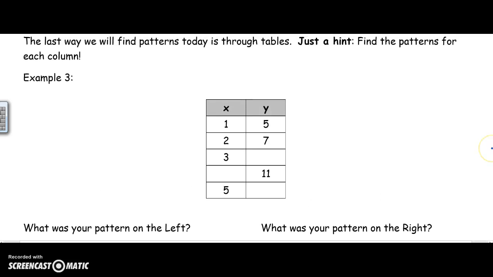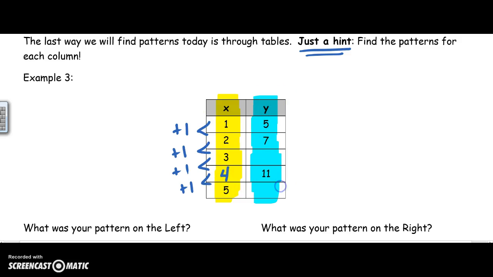And lastly, you can find patterns through tables. So here's a hint. Find patterns for each column. So the first one we're going to look at is this X column here. We're going to ignore the Y column. And I want you to look to see what does each of these numbers go up by. So how do you get from 1 to 2? Well, you added 1. How do you get from 2 to 3? You added 1. Because you found the pattern, it's going to be the same all the way down. So 3 plus 1 is 4, and to double check our pattern, 4 plus 1 is 5.